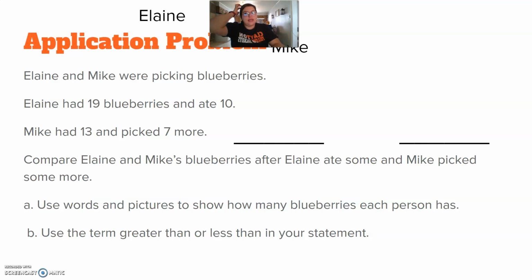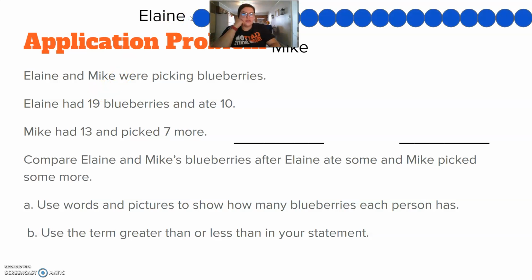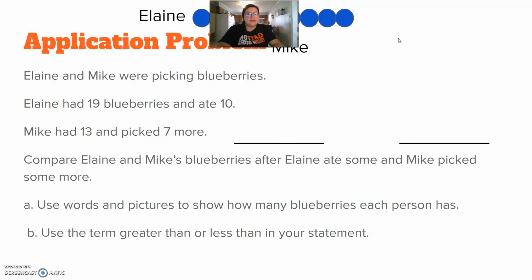Okay, so Elaine had how many? 19. So there's our 19 blueberries, and she ate 10. So are we going to add 10 to 19, or are we going to take away 10? Well, if she ate blueberries, then they'd be going away, right? So we're going to take away 10.